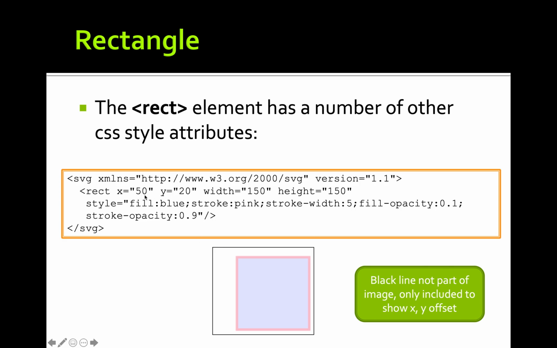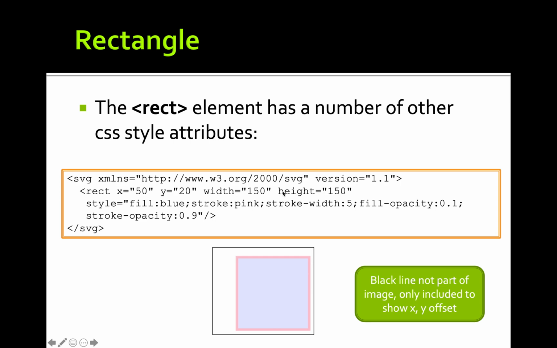For example, we can say the X position and Y position where it will be drawn. The black line is not part of the image, only introduced to show x and y. So we can say 50 and 20, and you can see that it is at 50 and 20. The top left corner is represented by this specific point, from where we will start drawing that rectangle, and then what will be the width and what will be the height.